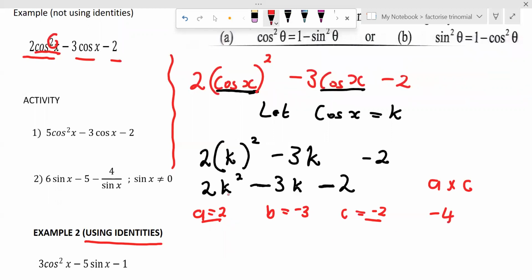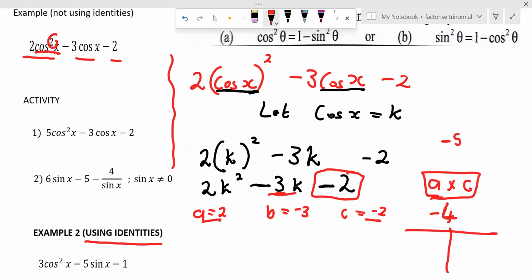Then it will give us minus 4. Now, if the value of c is negative, I am going to look for factors where I'm subtracting, and then they need to give me what we call the middle term. So I'm going to look for factors of a multiplied by c. When I subtract them, they need to give me minus 3. So let's go and check what are the factors of minus 4.